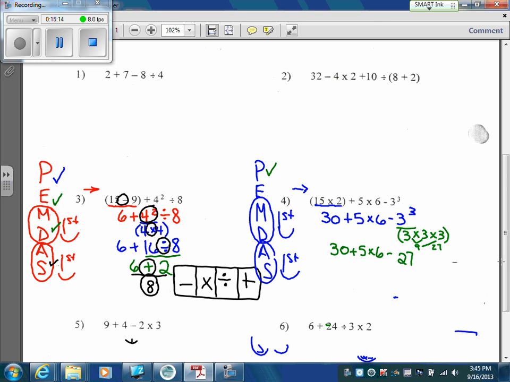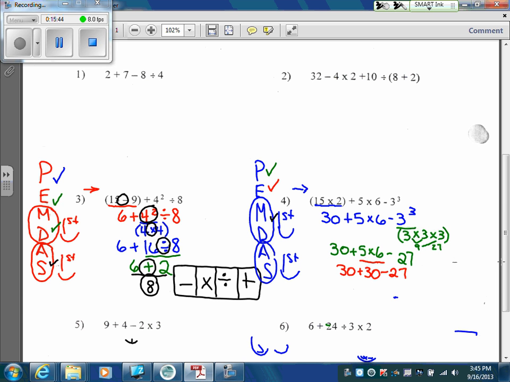Scan from left to right. Do I have any more exponents? No. Multiply or divide, whichever one I see first. Okay, I've scanned from left to right. I see 5 times 6. I'm going to underline it. I'm going to solve. 5 times 6 is 30. I'm going to bring down everything I have not yet done. Scan from left to right. Any more multiply, divide? No, so I'm done.